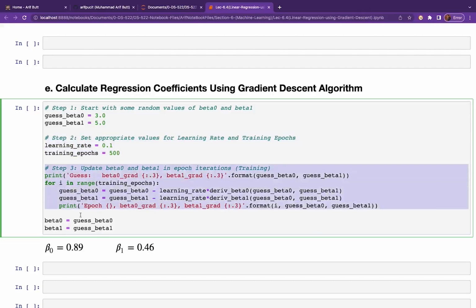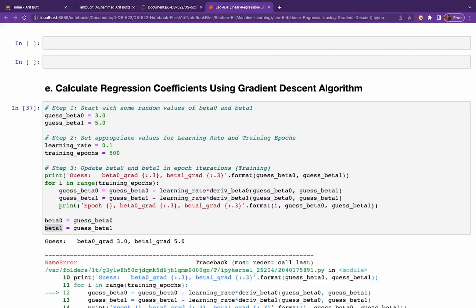Anyway, in this step 3, we enter into the training iterations where these two magic lines are updating our random guess of beta naught and beta 1 with a step value. And the step value over here, of course, is the product of the learning rate and the derivative or slope of the respective error function. And then, of course, I am just printing the updated values of beta naught and beta 1 in each iteration inside the loop. And after coming out of the loop, I am storing those values in beta 0 and beta 1.